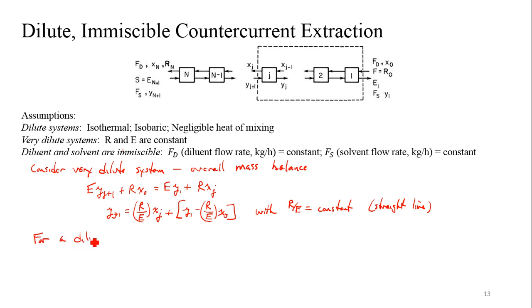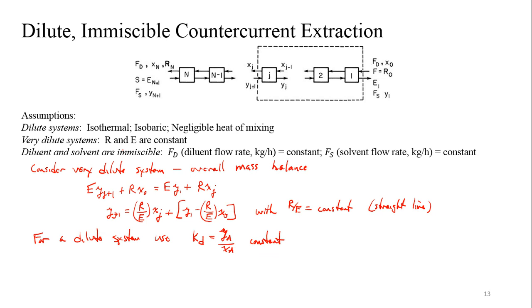For a dilute system, we expect the distribution ratio to be a constant. So we can use K sub D equal to y_A over x_A, and this would be a constant. So it's also going to be a straight line for us.